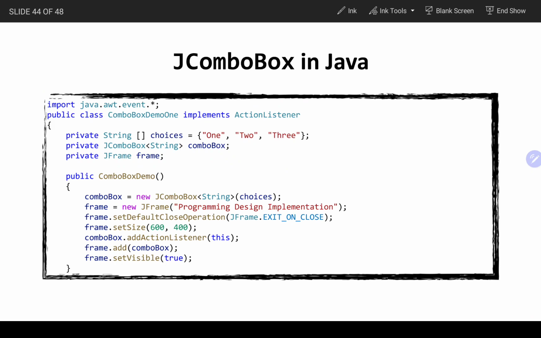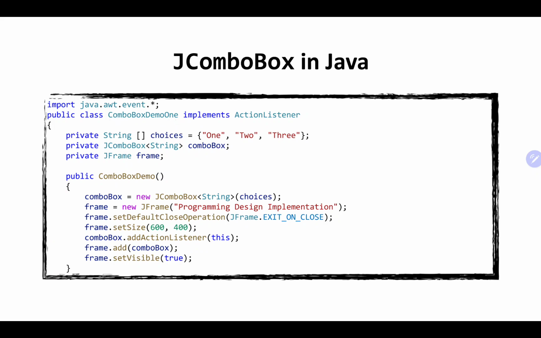And we look at the example for JComboBox in Java here. First of all, this one might be a bit long for you, but still we can go through it one by one. First, we have the class JComboBoxDemo1, and then we're gonna implement ActionListener. Inside this we have an array which consists of strings, choices 1, 2 and 3. And then we want to use a combo box, and here we also want to create a frame.